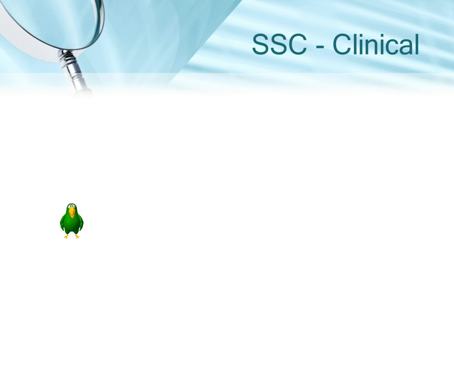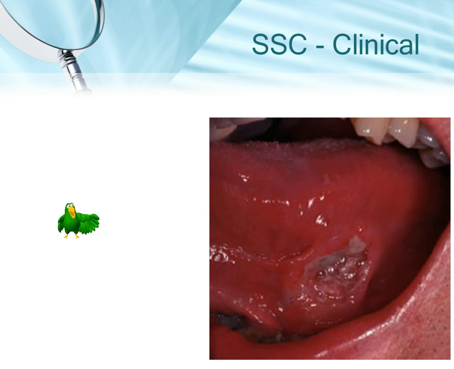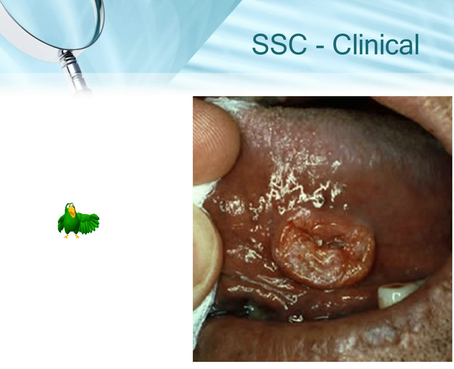So, let's take a look at a few clinical images of squamous cell carcinoma. This oral cancer is found on the lower lip. Many of the oral cancers of the lower lip are related to excessive sun exposure. Here is an oral cancer that is found on the floor of the mouth. As you can see, this one looked different than the one that you saw on the lower lip. And here is another one. This nasty one is found on the ventral surface of the tongue.